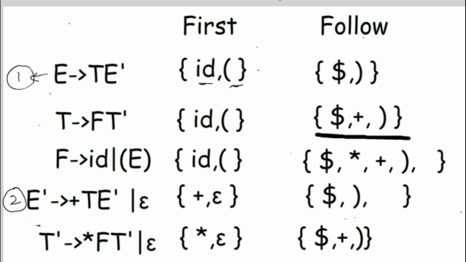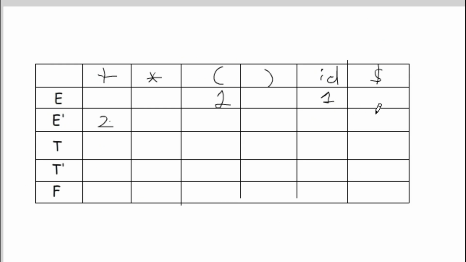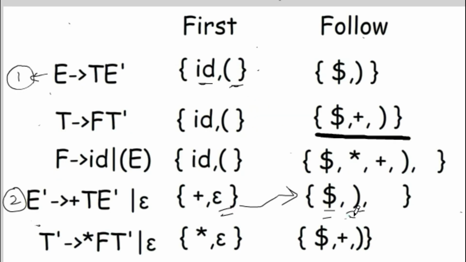In this case, we have to look at the follow of it. When there is an epsilon, only in that case you have to go to the follow. Else you only have to look at the first. So now you will go to the follow. In follow you have dollar and close bracket. So write 2 in dollar, and write 2 in close bracket.